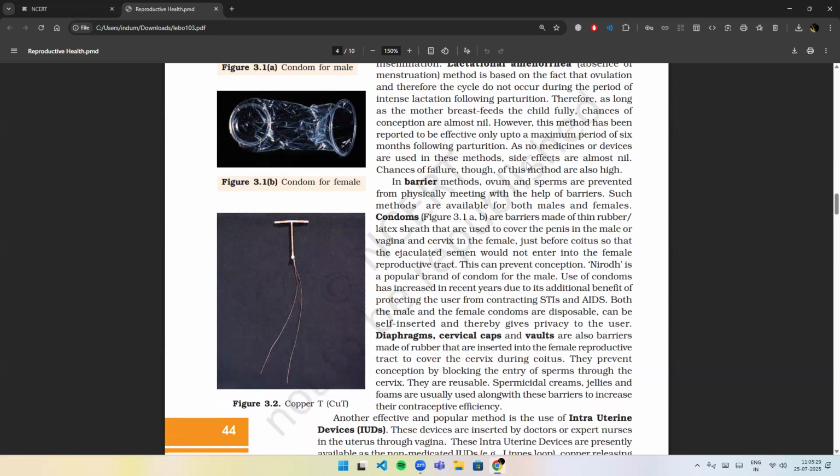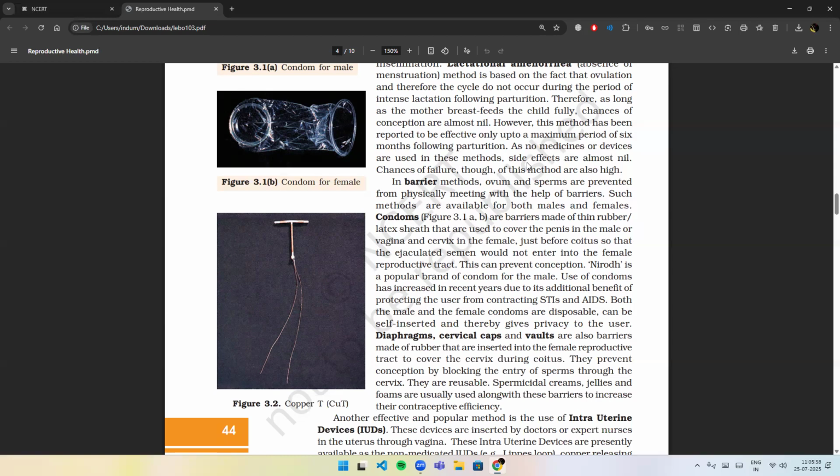In barrier methods, ovum and sperms are prevented from physically meeting with the help of barriers. Such methods are available for both males and females. Condoms are barriers made of thin rubber or latex sheath that are used to cover the penis in the male or vagina and cervix in the female just before coitus so that the ejaculated semen would not enter into the female reproductive tract. This can prevent conception. Nirodh is a popular brand of condom for the male.